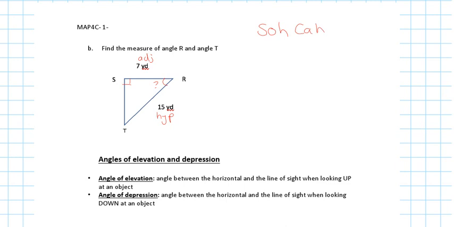So cosine 7 over 15. What's your angle? 62.